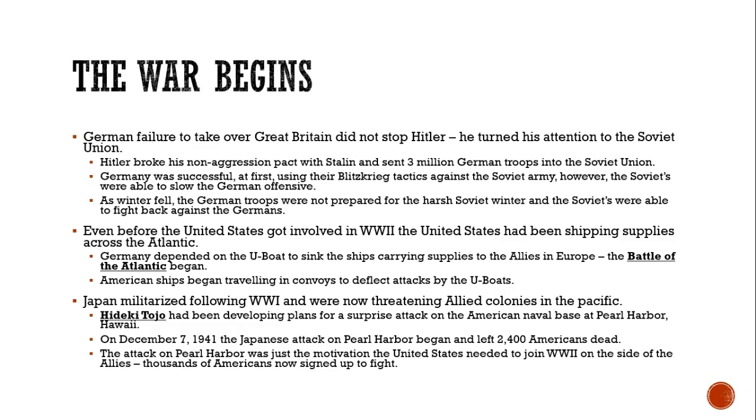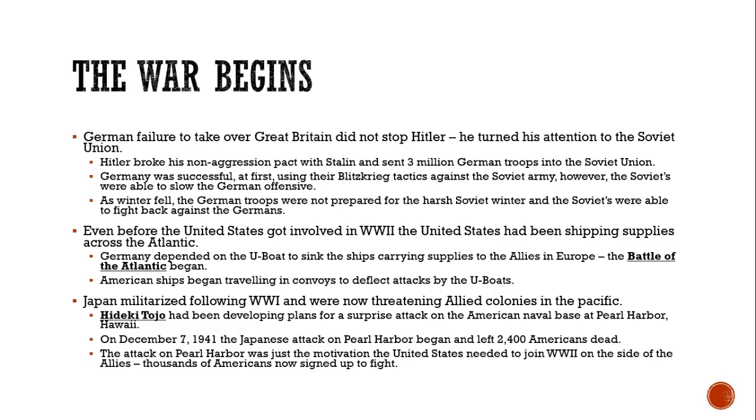able to fight back. Even before the United States got involved, the United States had been shipping supplies across the Atlantic to help the Allies, primarily Britain. Germany depended on the U-boats, just like they had during World War I, to sink the ships that were carrying the supplies to the Allies in Europe. And the Battle of the Atlantic began.